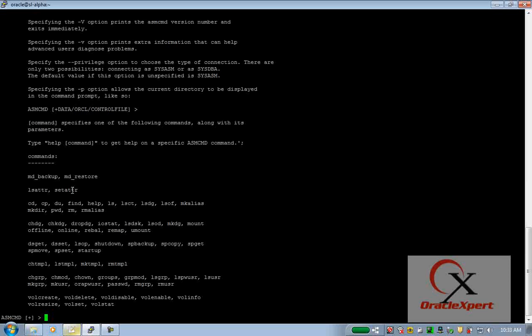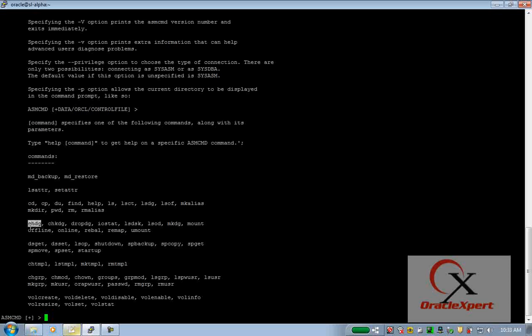Lsattr, setattr. You can use ASM implementations of OS-like commands: cd, cp, du for disk usage, find, help, ls, lsct to list connected clients, lsdg to list the disk groups, lsof to list open files, mkalias, mkdir, pwd, rm, rmalias. These commands, although they sound familiar, remember none of them is an OS command. They are OS-like commands implemented for ASM.